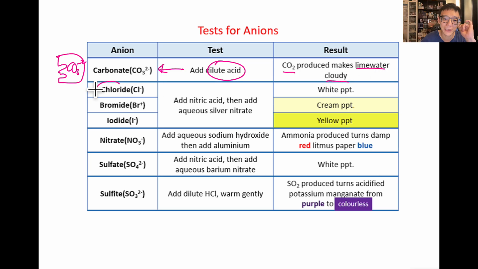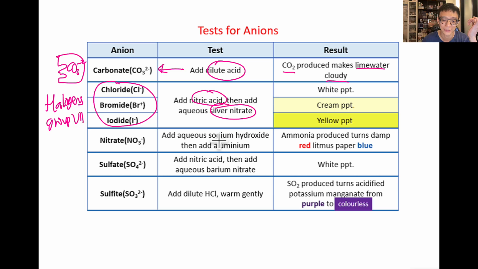If you suspect that your solution contains halogens, or group 7, then you can add nitric acid and then silver nitrate. And then depending on the precipitation, you can identify them. So chloride will be white, bromide will be cream, and iodide will be yellow. And for nitrate ion, the way is to add sodium hydroxide and then add aluminum, and so on. So you can see the test for anions in this table.